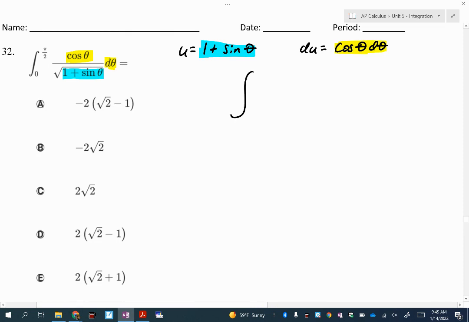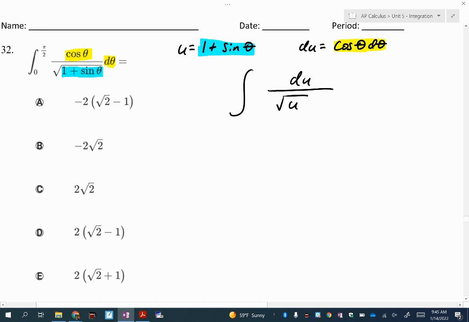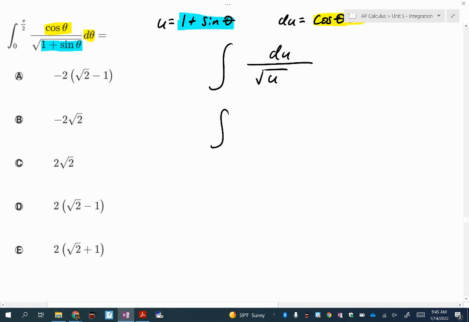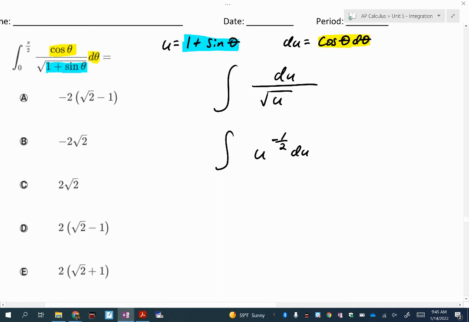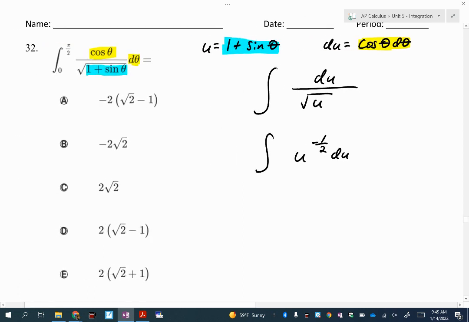So I have du over the square root of u. Now, I'm not going to leave it like that, right? I'm going to write this as u to the negative 1/2 power du, right? And one thing I'm going to do to make this problem faster for myself is you'll notice the original limits of integration were 0 to pi over 2. If I take these limits of integration and plug them into my theta where it says u, I can find my new limits of integration, and I don't have to go back into the original stuff. So it'll save me time to do this.